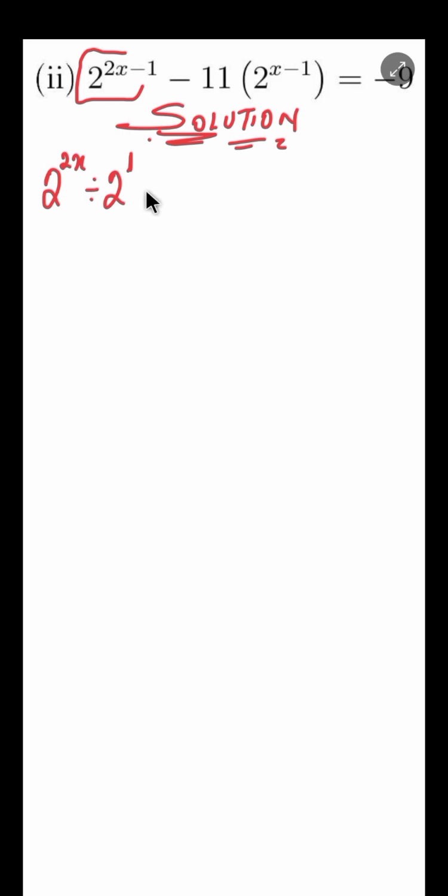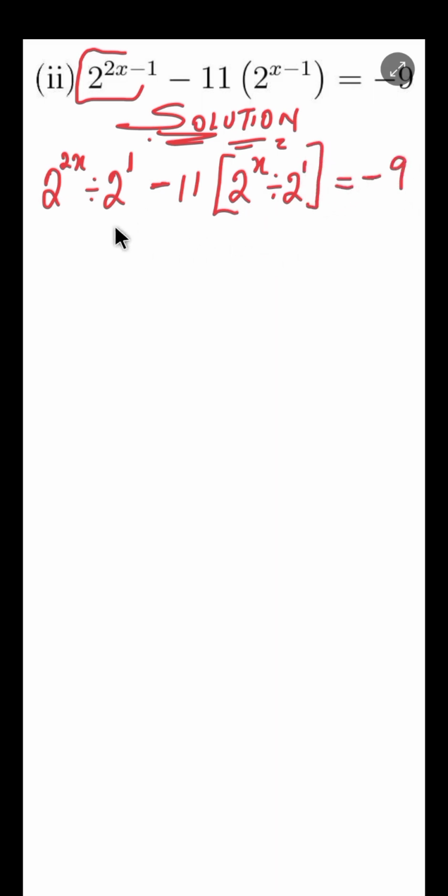So the next thing for us to do is to continue with the remaining expression. I have to do the same thing for this. You have 2 raised to the power of x minus 1. This can also be written as 2 raised to the power of x divided by 2 raised to the power of 1, equals minus 9.